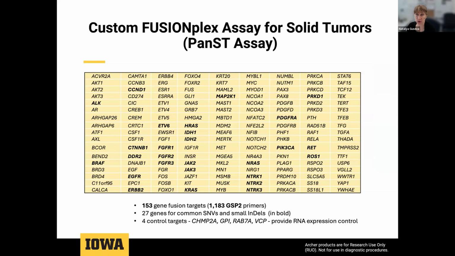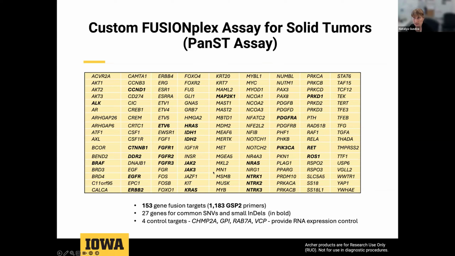So after using FUSIONPlex for several years, we had demand for additional targets in solid tumor testing, and we also had capacity to expand our sequencing. We had bigger instruments now. We decided to combine all our small panels and expand to new targets also. So we designed a custom panel using Archer Assay Designer with additional help from the IDT Archer bioinformatic team, and it includes 153 gene targets.